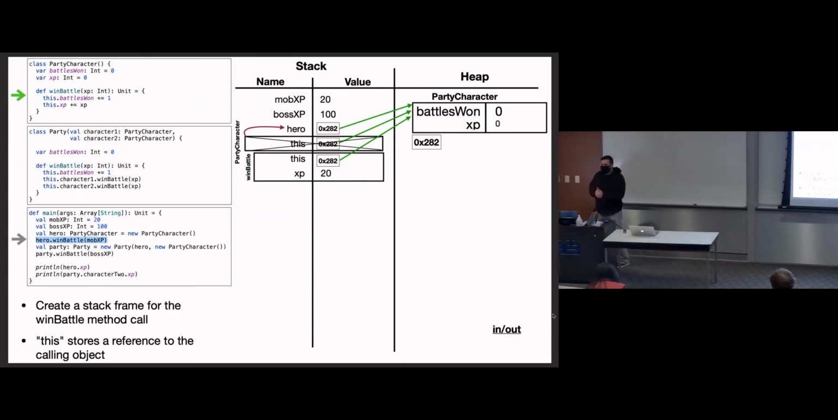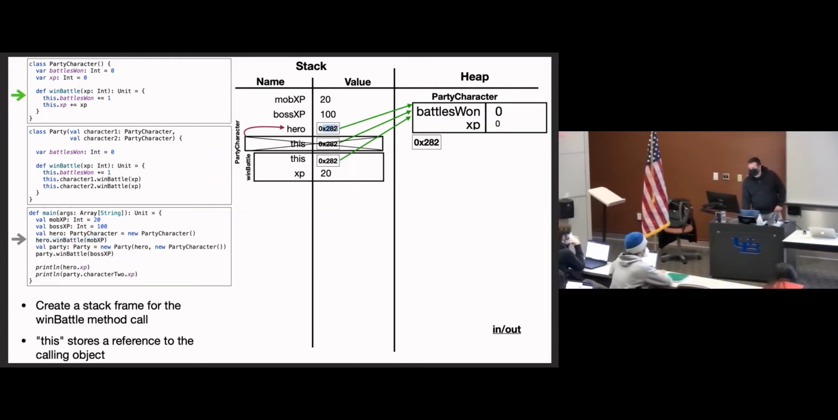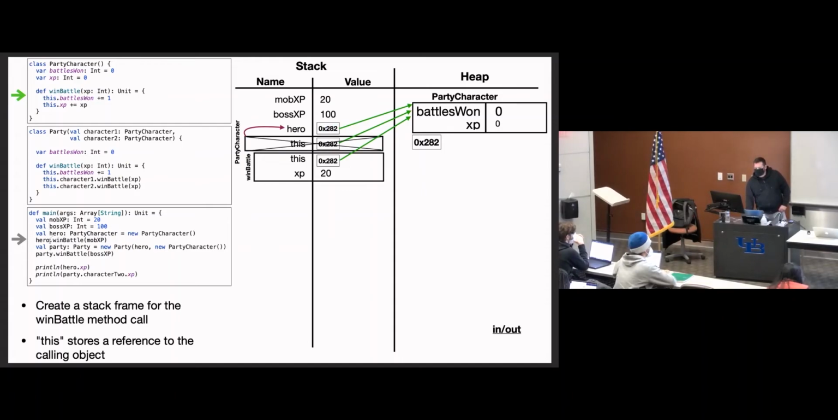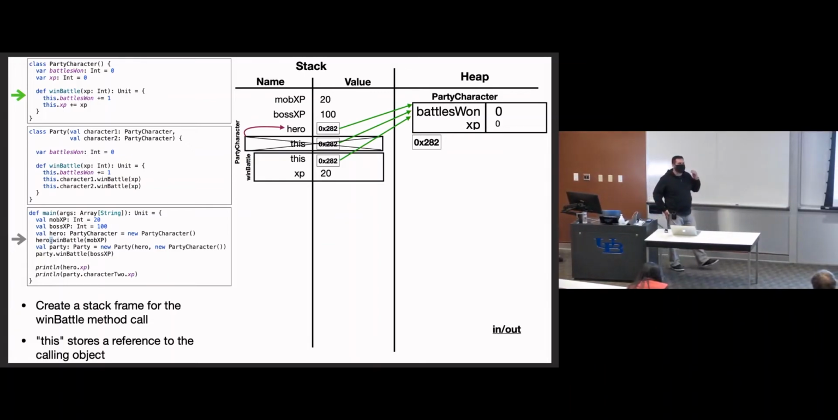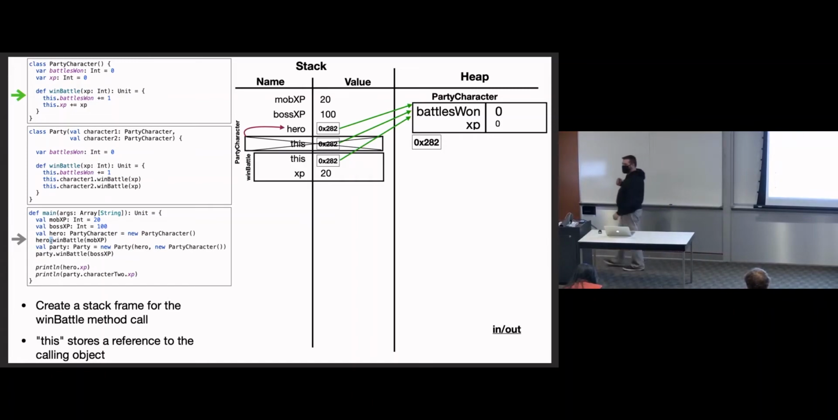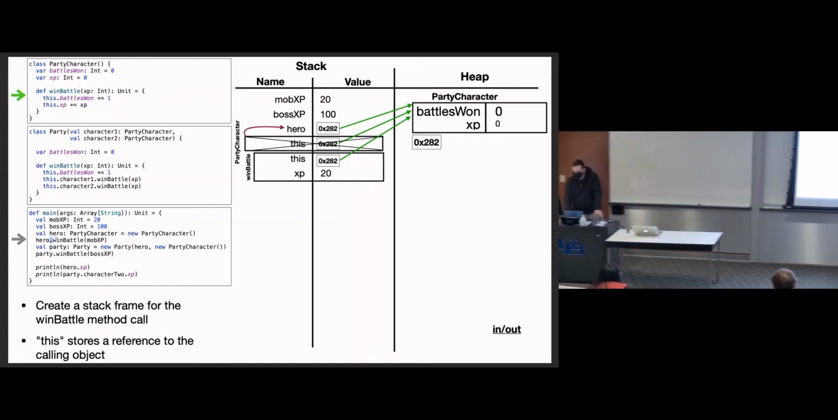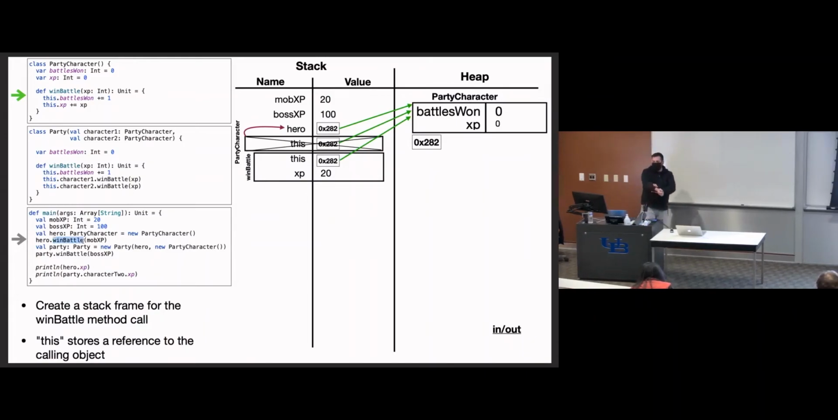So hero is a reference. Hero stores the reference 282. And we're going to use the dot operator, which says, hey, hero, I know you store a reference. I don't care about your reference. I care about what you refer to. The dot operator says, take me to the object to which you refer. So hero dot means hero, this reference, follow the arrow to what you refer to, and access this player character. So I'm in a player character object, and I'm calling win battle.